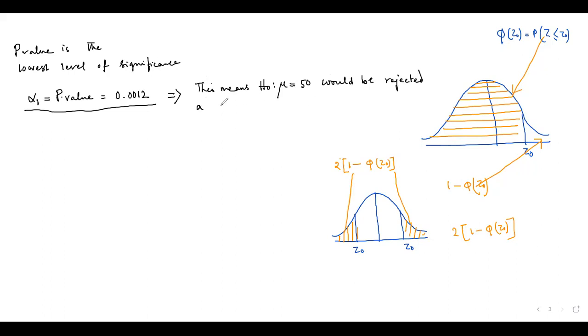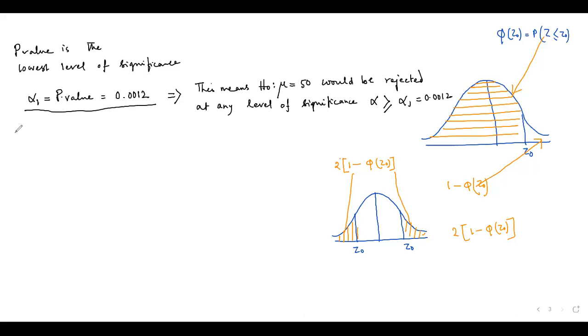at any level of significance alpha greater than or equal to alpha 1, which is 0.0012, because alpha 1 is the lowest level of significance at which the null hypothesis is rejected.